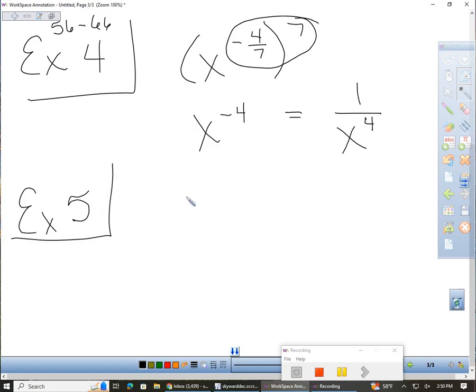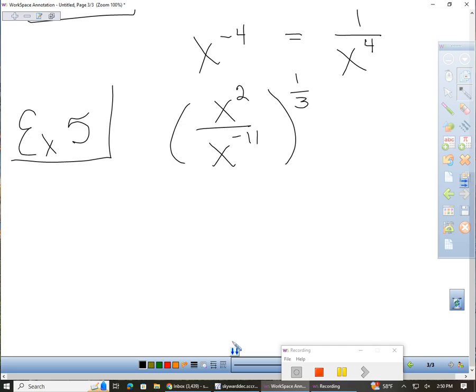All right, let's do this one. What if I have x squared over x to the negative 11, all raised to the 1/3 power? So we're going to start inside. Where does x to the negative 11 need to go? It needs to go in the bottom. But it's already there. So you gotta move it to where? The top. So if I move it to the top, I'm going to get a total of x to the 13th, because there's 2 there, I move 11 more.